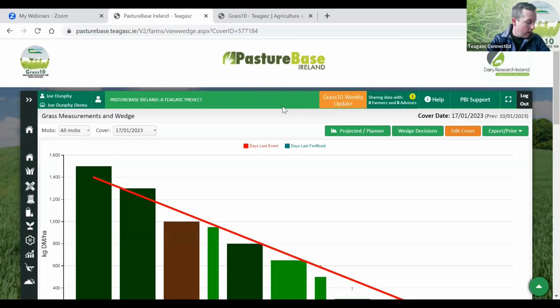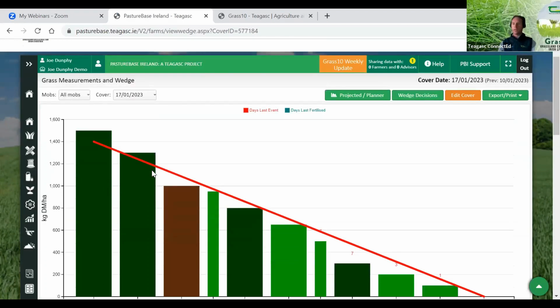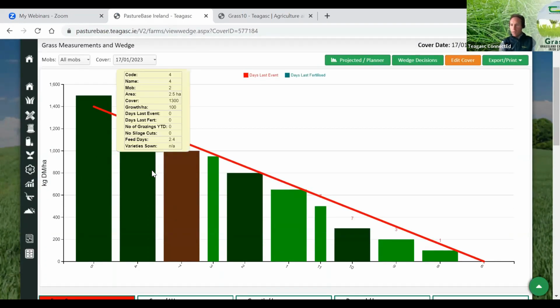Another quick question there. If you have heifers following cows on, are they kept on the same mob? I suppose in that scenario, yes, they would be kept on the same mob.